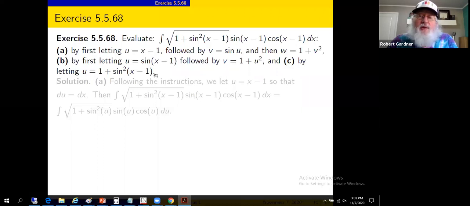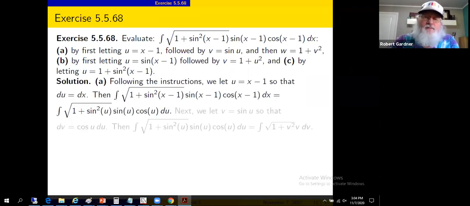Actually, that's the third way they want us to do it. But first, they're going to have us do this by making a u substitution, and then a v substitution, and then a w substitution. So u substitution, quote unquote, 3 times over. All right, we'll follow their lead because they told us to. First, let u equal x minus 1. If you do that, du equals dx. So that's what we get in terms of differentials.